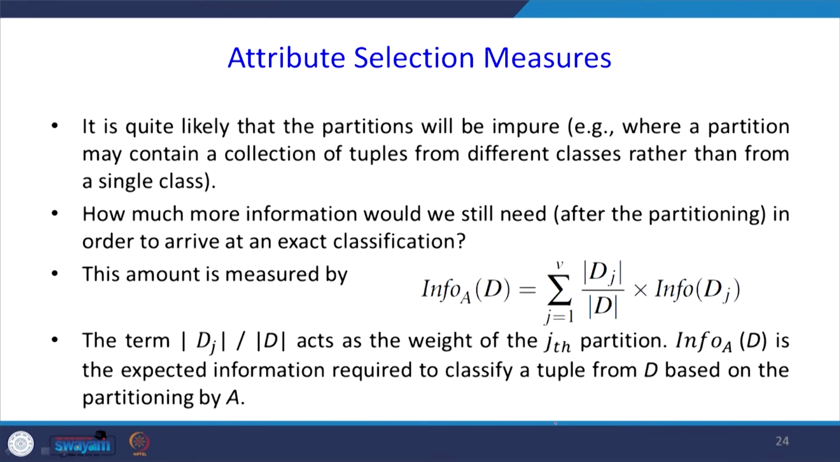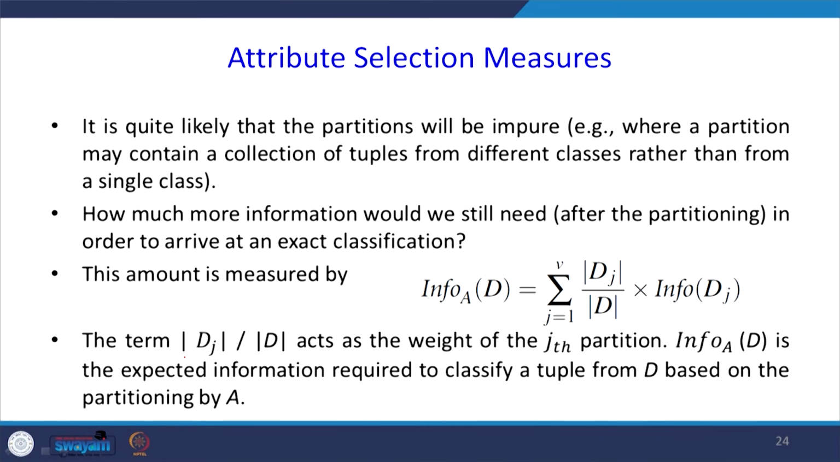It is quite likely that the partitions will be impure, where a partition may contain a collection of tuples from different classes rather than from a single class. So, how much more information would we still need after the partition in order to arrive at an exact classification? This amount is measured by info D for one attribute, that is, summation j equal to 1 to v over all the splits, modulus of Dj divided by modulus of D multiplied by info Dj. This is nothing but your entropy.